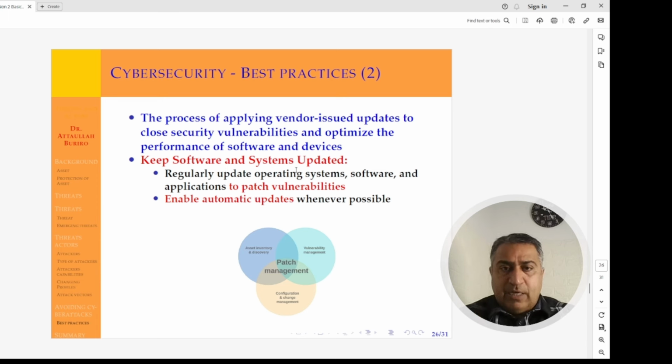Now, I must say that this is also extremely important. Keep your program, your operating system, or whatever needs to be updated, regularly updated. Don't wait for the last day. As soon as the update is available, make sure that you update it.